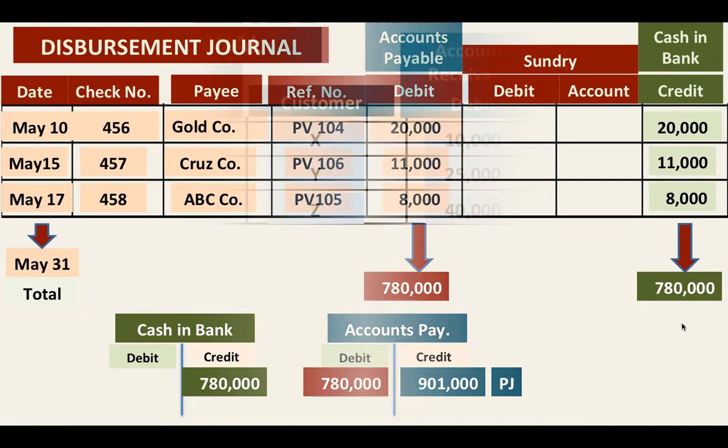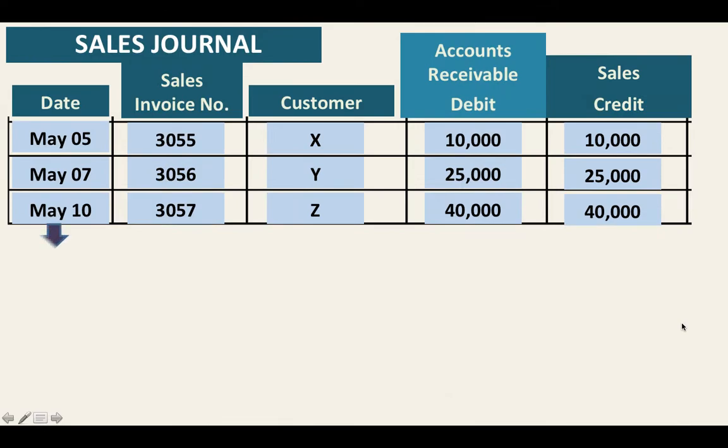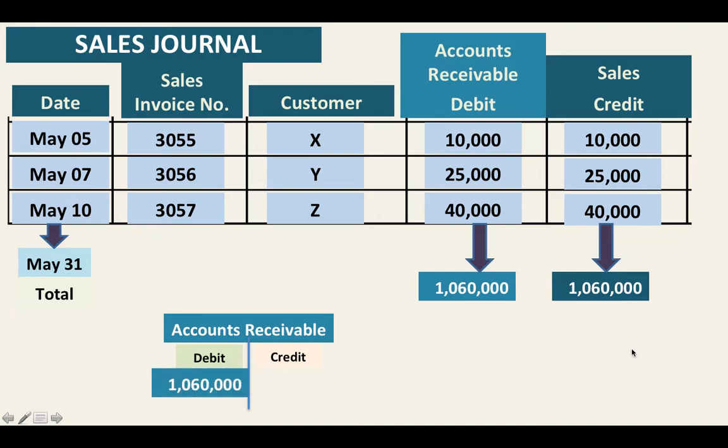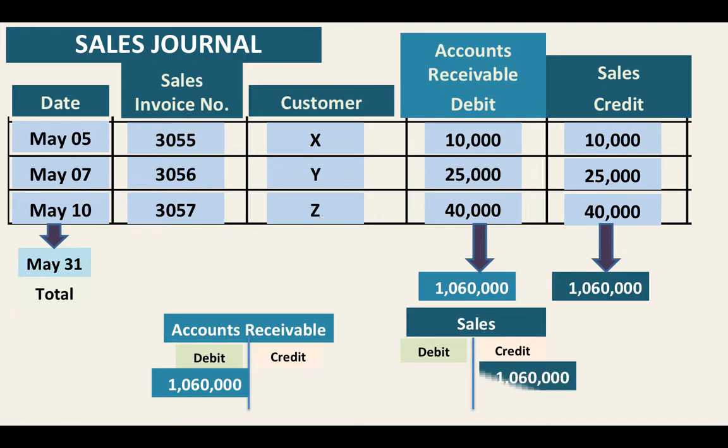Okay? Similarly, ganun din ang gagawin natin sa sales journal, end of the month. Okay? Kung ang naging total natin is 1,060,000 for accounts receivable, then our sales is 1,060,000. We will get the T account of accounts receivable and do the posting. Same with the T account of sales and do the posting. Okay?